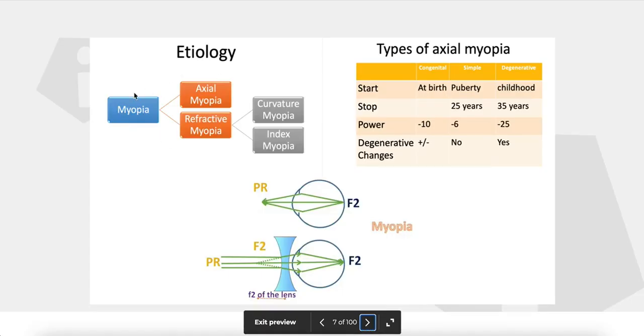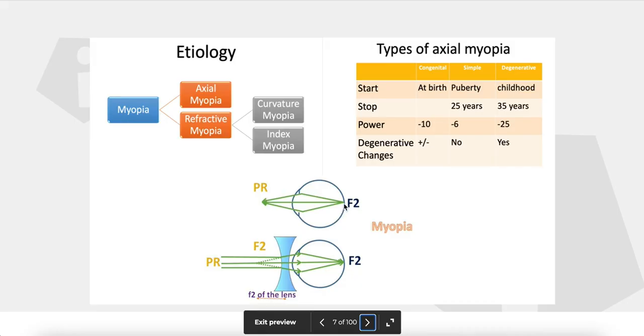So myopia, as we mentioned before, can be classified as axial myopia or refractive myopia. Axial myopia is due to increased axial length, while refractive myopia can be either curvature myopia, as in keratoconus, due to increased curvature of ocular media, or index myopia, as an increase in refractive index as with nuclear sclerosis. The axial myopia can be classified into different types, but all of them can stop at a certain year. For example, the simple myopia will stop at 25 years old, while the degenerative myopia will stop at 35 years old.